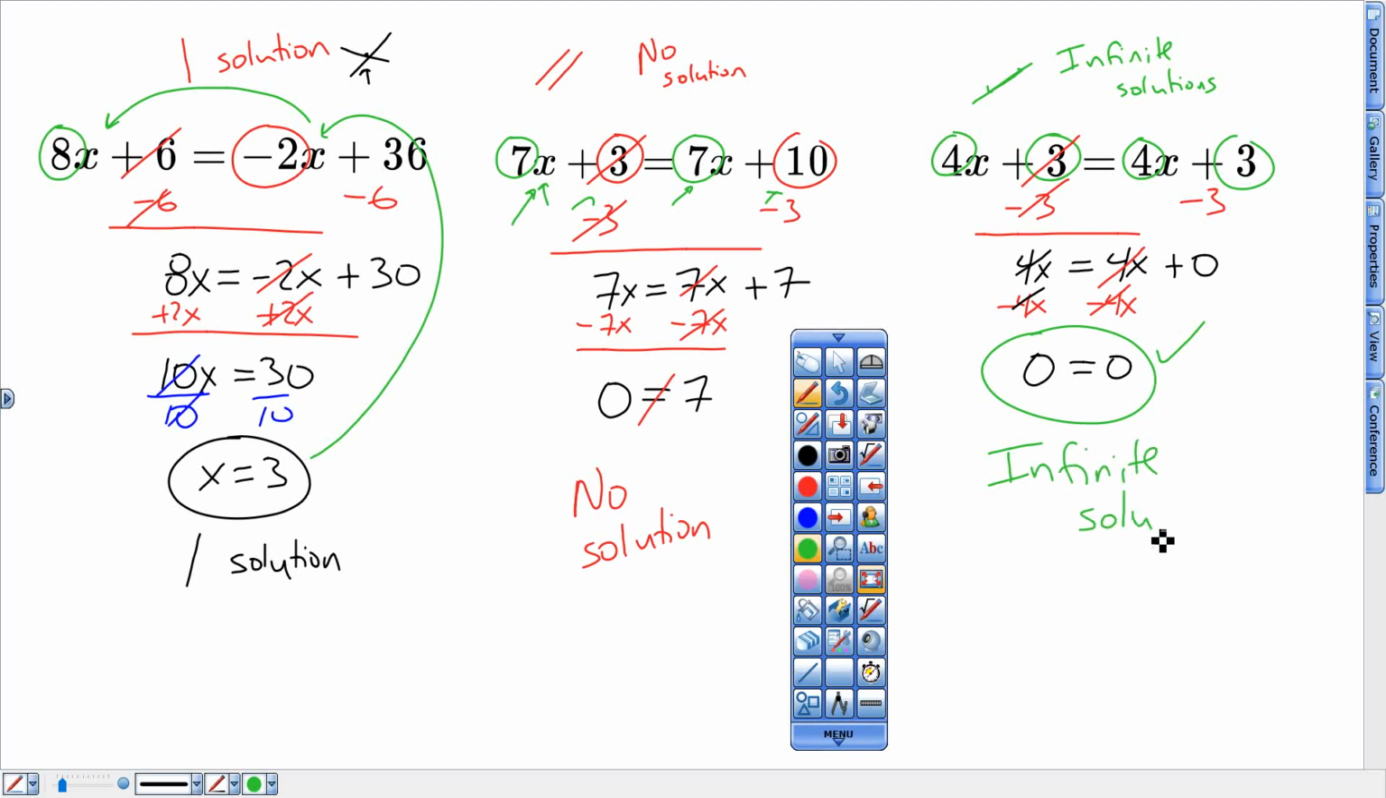That means any number in the entire universe I could plug in here, because I'm timesing it by 4 and then adding 3, and then taking that same number, timesing it by 4 and adding that same exact 3. Every number will work. Any number will make that solution work. So again, know those looks.